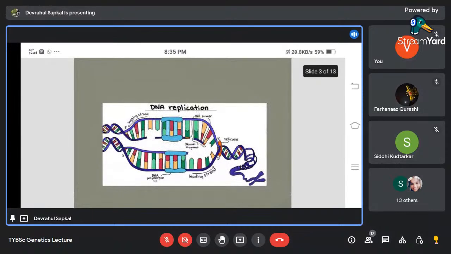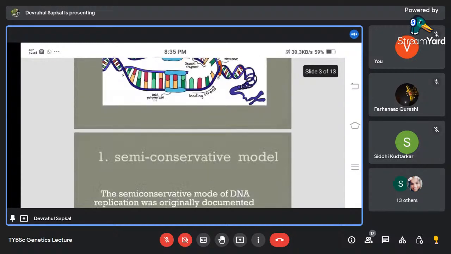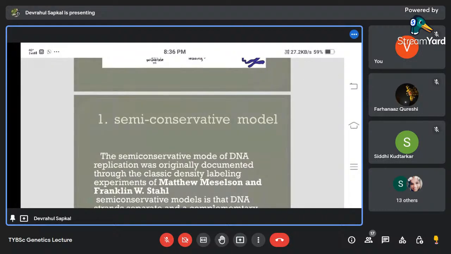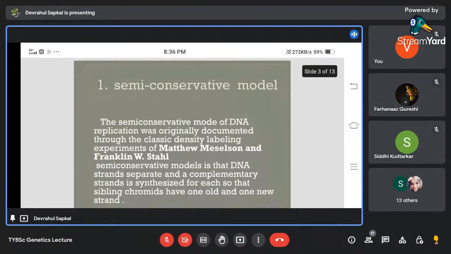So in 1953, a DNA replication model was proposed by James Watson and Francis Crick. After that, different scientists gave their different opinions on how DNA might get replicated. Some group of scientists says that it follows the semi-conservative model of DNA replication. So we'll see the semi-conservative model of DNA replication.